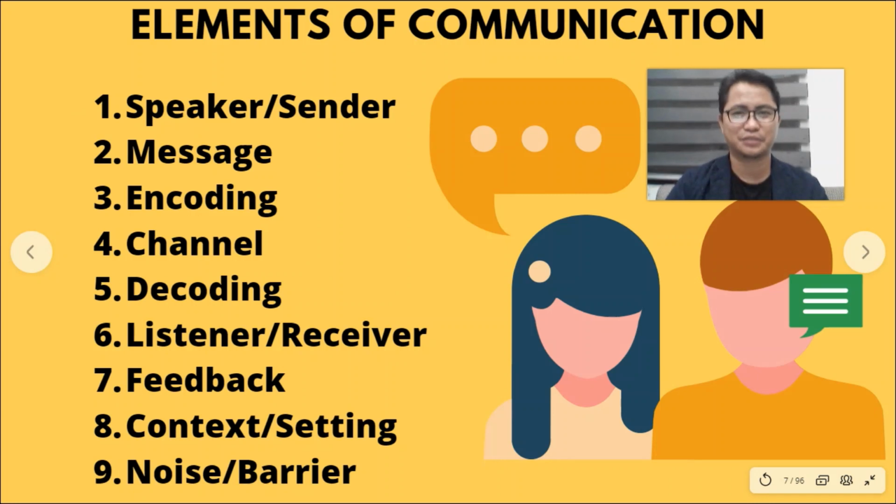Now, here are the elements of communication. Number one, speaker or sender. Number two, message. Number three, encoding. Number four, channel. Number five, decoding. Number six, listener or receiver. Number seven, feedback. Number eight, context or setting. And lastly, we have the noise or the barrier. These elements will help us better understand its mechanics or process.